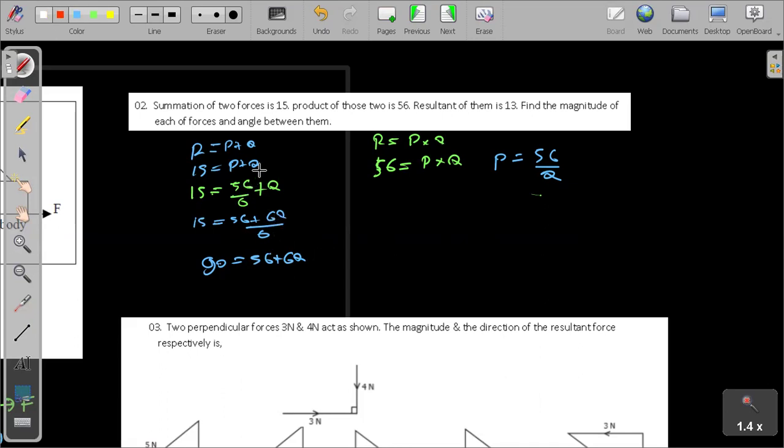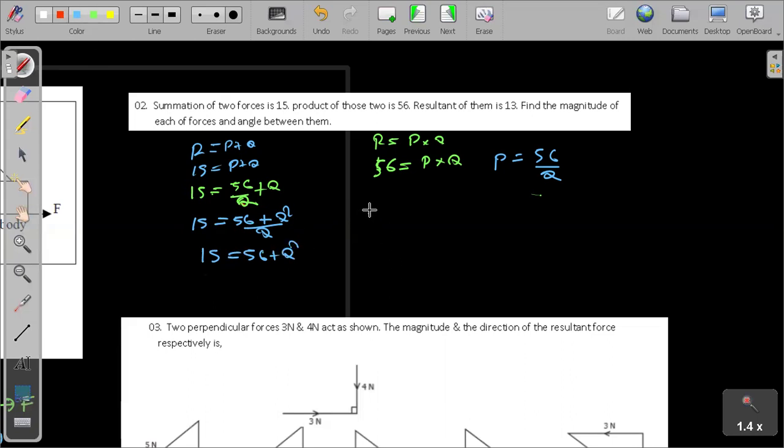Oh, sorry. This is 56 over Q, not 6. It's my bad. It's Q. Then when I cross multiply, it's going to be 15 equals 56 plus Q to the power 2, over Q. Then cross multiply: 15Q equals 56 plus Q to the power 2.